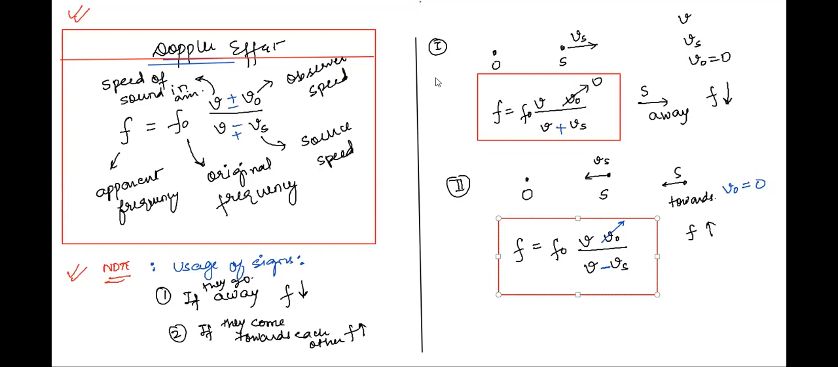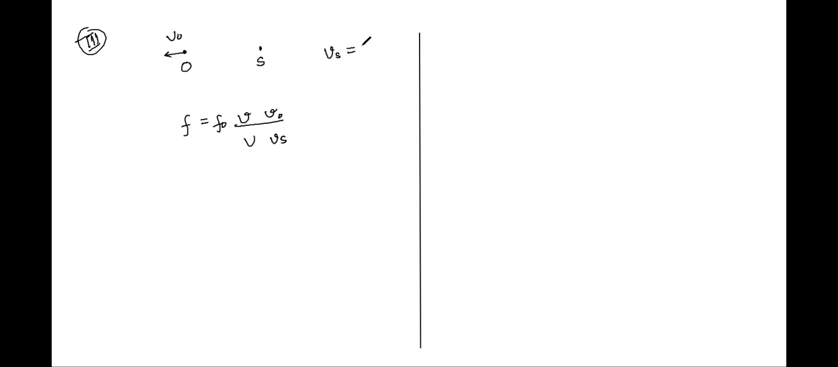Okay. Now let's take one more case. This is case number three. So let's say now the source is stationary and the observer is moving away. Now tell me, Karuna, how should the formula look? f is equal to f naught into V, V, here Vo, this is Vs, right? So source is stationary. Vs should be equal to? Zero. Absolutely correct. Very good.